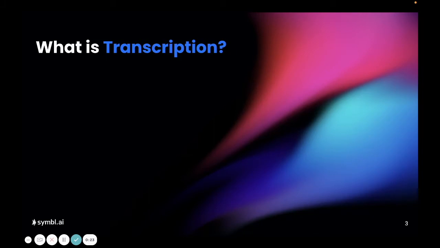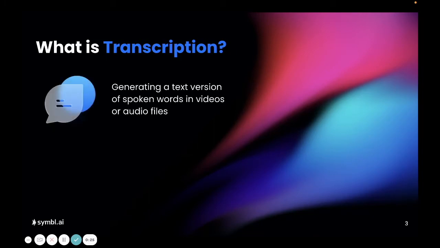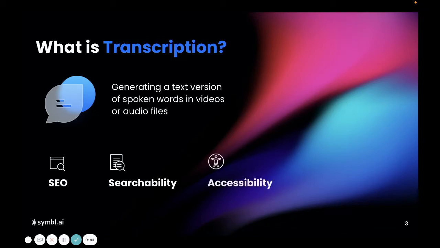What is transcription? Transcription, or speech to text, is the process of generating a textual version of words spoken in an audio or video file. The generated text is called a transcript, and it's extremely useful in modern internet needs such as increasing search engine optimization, improving searchability for recordings, improving accessibility in your apps, or enabling intelligent conversation driven user experiences, and so much more. Using the Symbl APIs, generating a transcript takes no time at all. Let's see how you can do that.